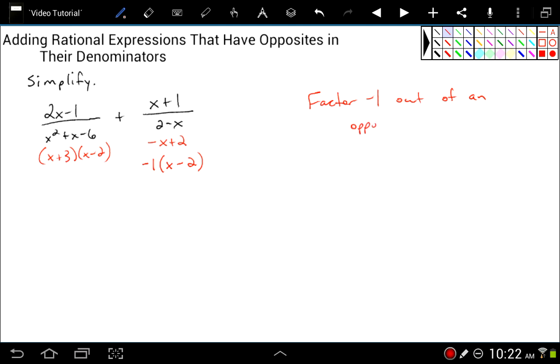I see students mess this up all the time. They think I'm multiplying by negative 1, but I'm not. Alright, so now let's rewrite what we have here.